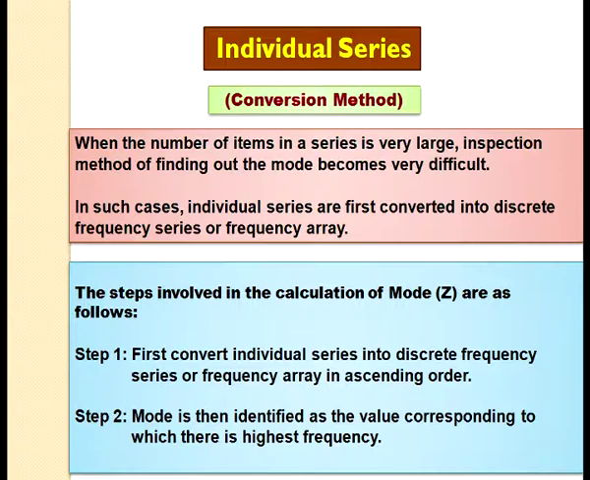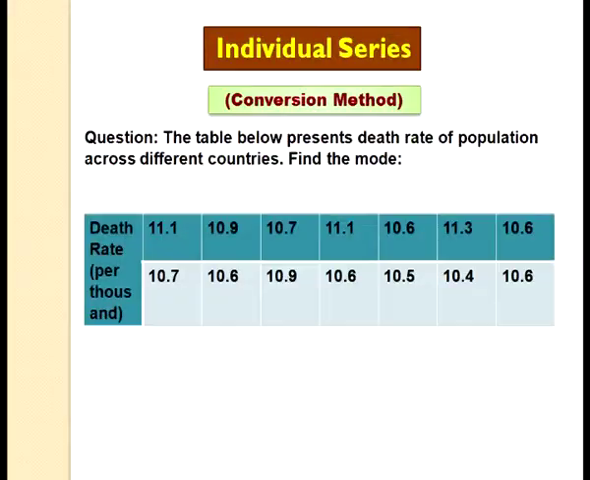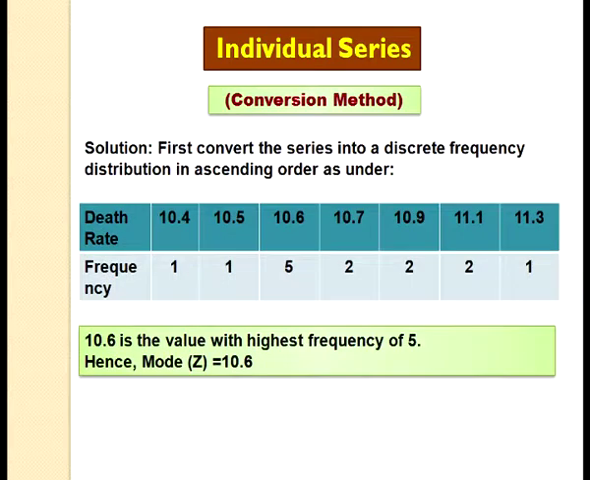Now, let us see what the steps are. Step 1, again we need to arrange the data and then convert this into a discrete series. Step 2, identify the mode which has the highest frequency. So the value which has the highest frequency would be the mode. Let us see how we are going to compute mode by conversion method. In this particular question, the death rate is given per 1000. So we can see there is a lot of data, so we can convert the data into a discrete series and that too in ascending order. Let us see how we have done it.